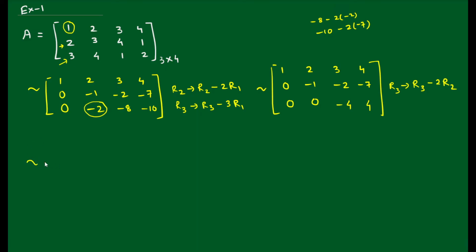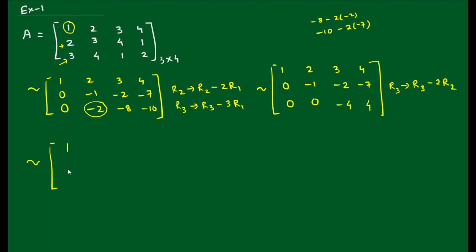You see, whatever we did with the rows, the way we operated with rows, we gradually made the lower elements 0. Now we will do the same thing, but for what? Columns. So please watch this carefully. In echelon form, first what we did, the first row is fixed. Now here the first column will be fixed.